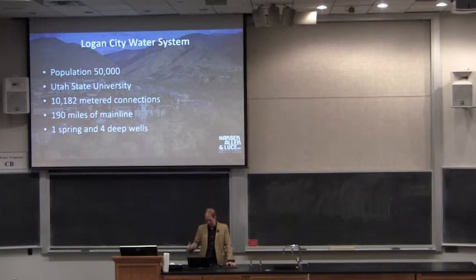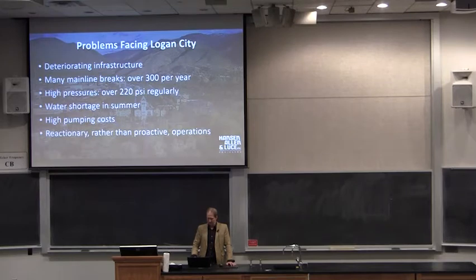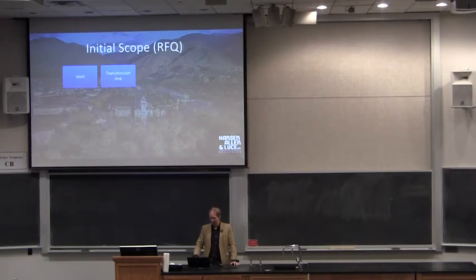They have one very large spring, and they've added 4 deep wells to their system. So they were facing some problems, high pressures. They were having lots of water breaks because their system fluctuated in pressure quite a bit. Their pipes are old. They had high pumping costs, and they were always reactionary, running around fixing the system because it's getting old. So they hired us to develop a new well because they thought they were running out of water, and they hired us to design a new transmission line.